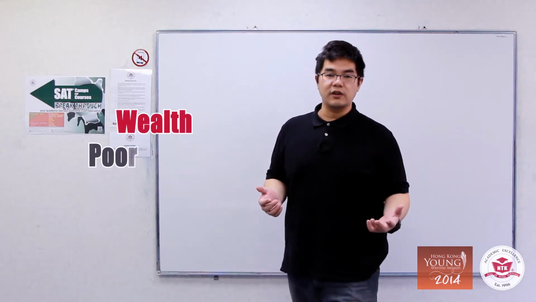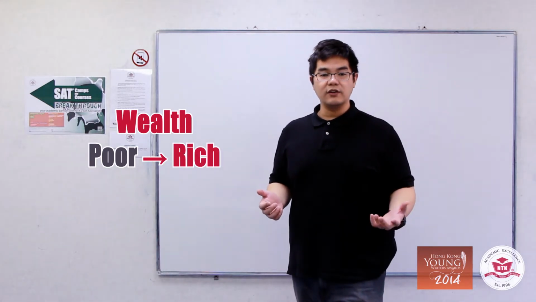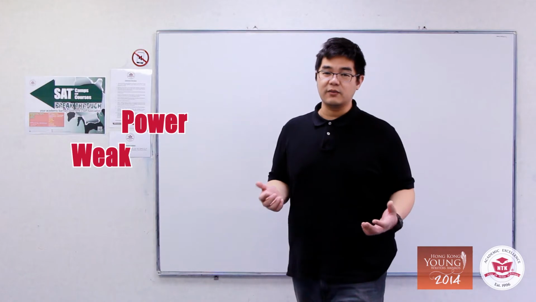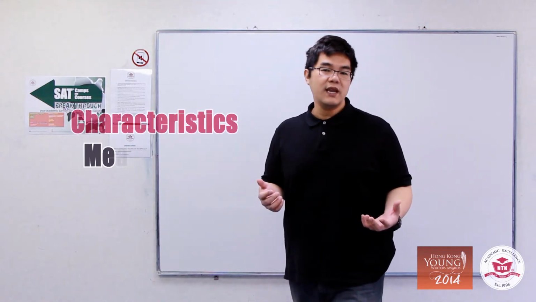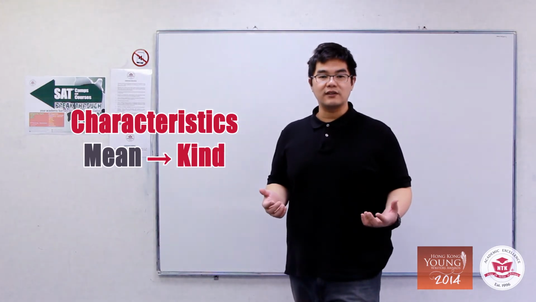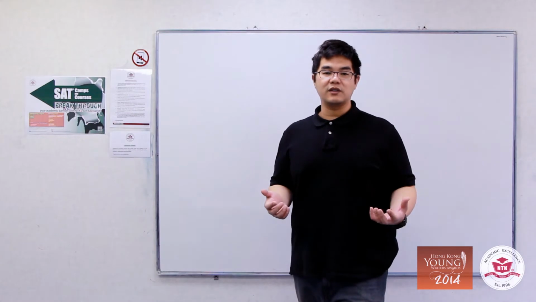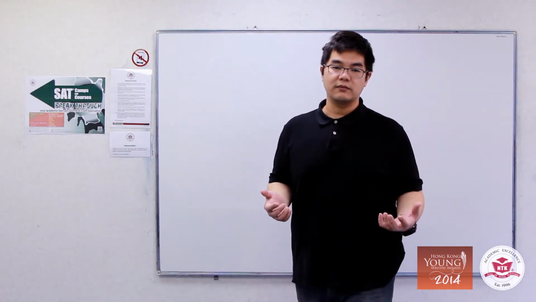If the character was poor at the beginning of the story, did they suddenly become rich, and how? If the character at the beginning of the story was weak, did they suddenly become strong, or vice versa? And if the characteristics we gave them were mean, and suddenly the character becomes kind, what sequence or event happened so that we can explain all of these limitations being either mended or broken?